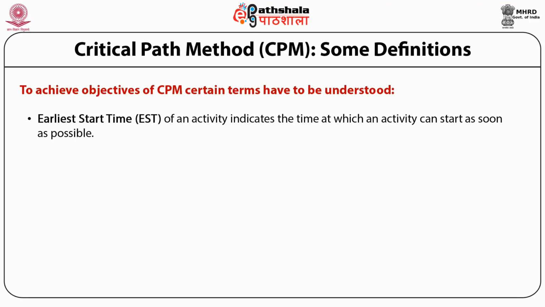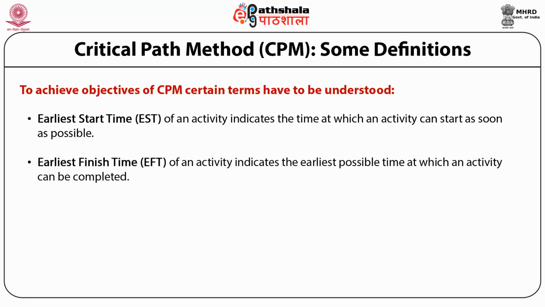Earliest start time, EST, of an activity indicates the time at which an activity can start as soon as possible. Earliest finish time, EFT, of an activity indicates the earliest possible time at which an activity can be completed. It is the sum of EST and duration of that activity. Calculation of EST is governed by the forward path rule.